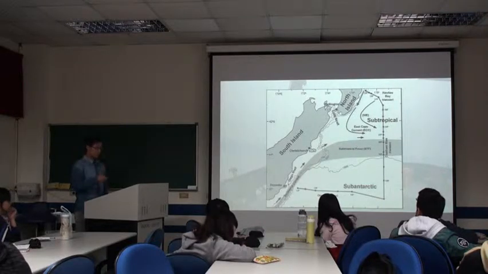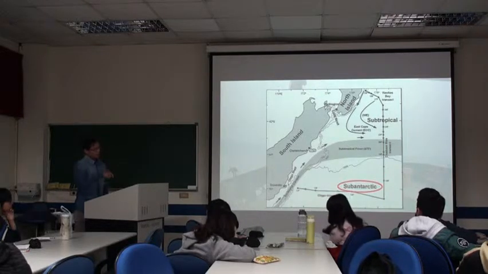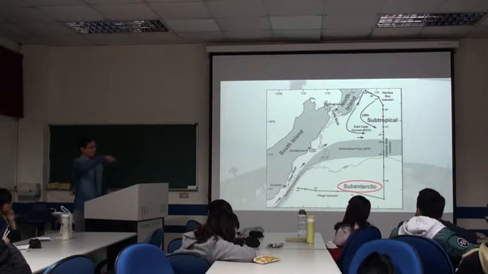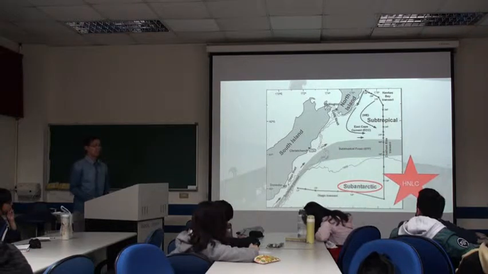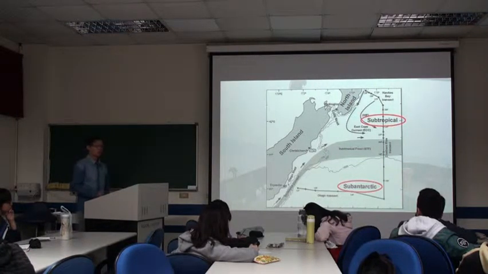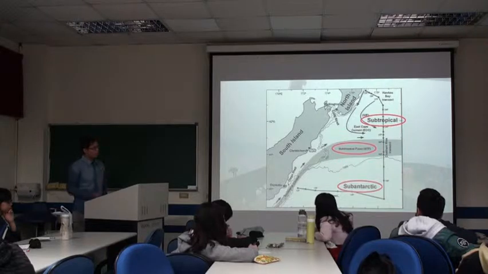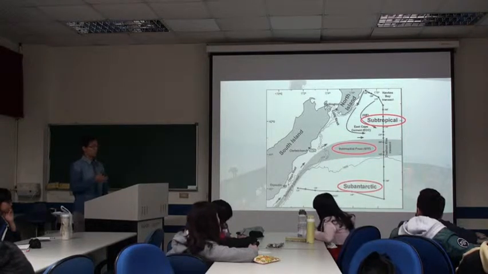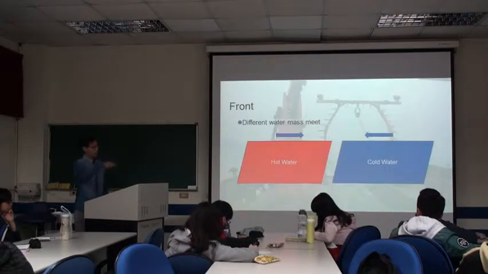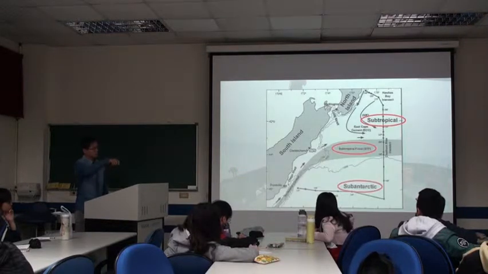And this is our experiment place. We have the subantarctic water, which is the HNLC place, and the subtropical water, which is high temperature and high salinity water. And the area we want to know about is the subtropical front.